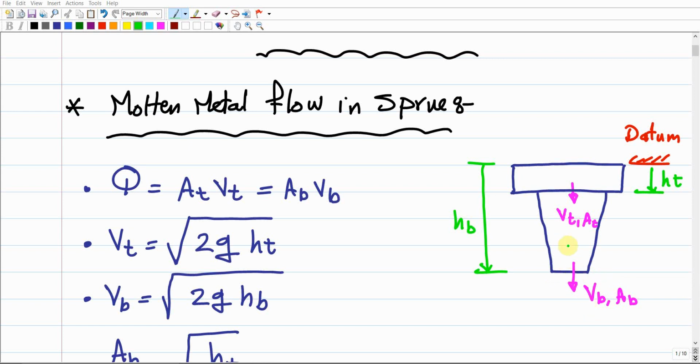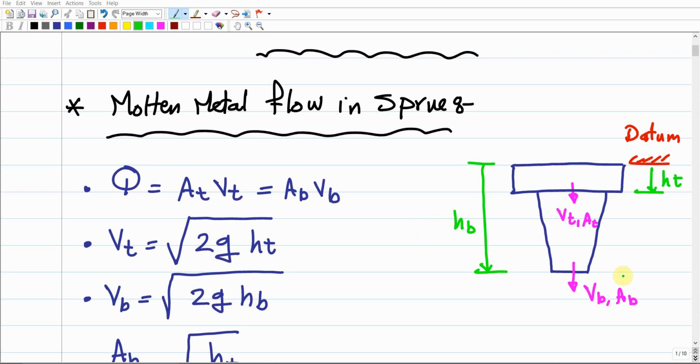VT and VB stand for the velocity of the molten metal at the top area and at the bottom area, assuming that the velocity of the molten metal at the tip of the pouring cup is already 0. So we're going to consider this as a datum. HT stands for the pouring cup height, and HB stands for the total height of the down sprue, including the pouring cup height, which in many cases we're going to consider as the cope height, as we explained before.